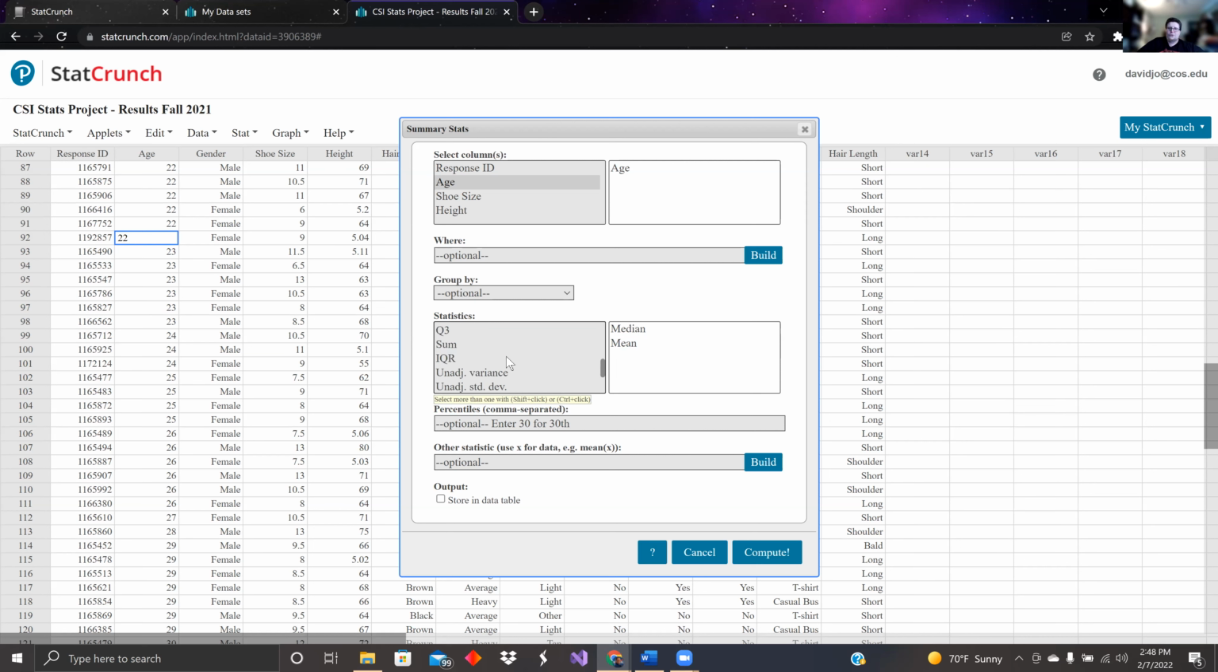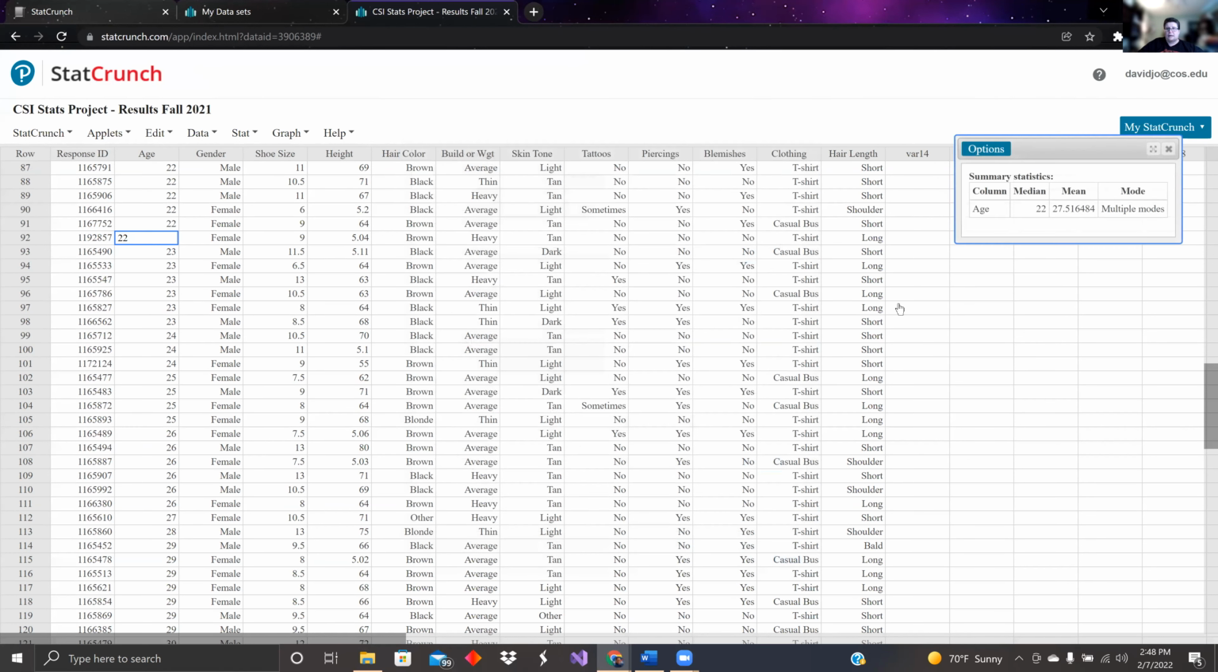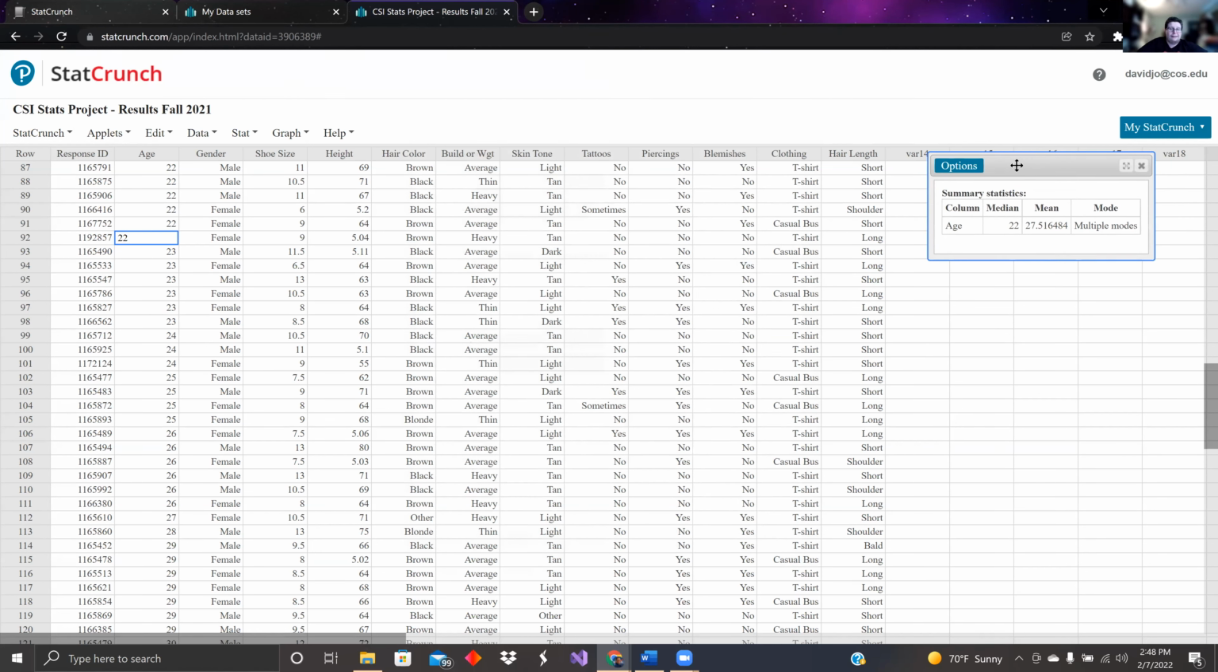And I'm going to look for the mode too. Mode's at the bottom. I scroll down without holding Control, click it and add it, and we'll just look at those three real quick. And we've got the median that we calculated, 22, just like I said, between 91 and 92. The mean age is 27.5. And for mode, there's multiple modes.